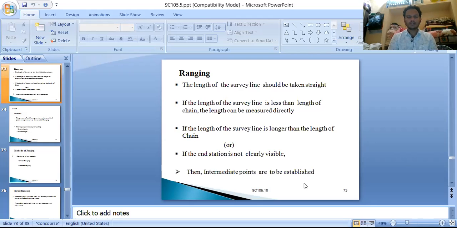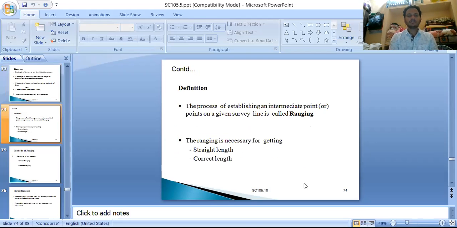Coming to ranging, the survey line should be taken straight. For this, we have to establish intermediate points on a chain line. If the length of the survey line is less than the length of the chain, the length can be measured directly. If the survey line is longer than the chain, then we have to make the chain straight with the previous chain. If the end station is not clearly visible, then intermediate points have to be established.